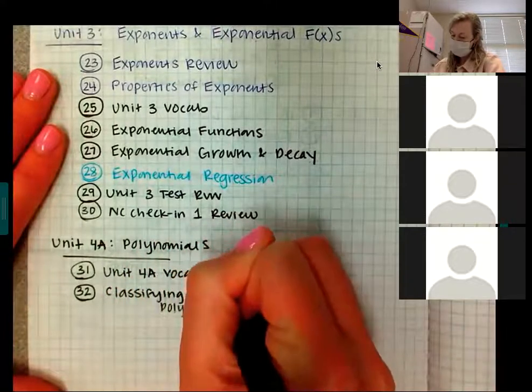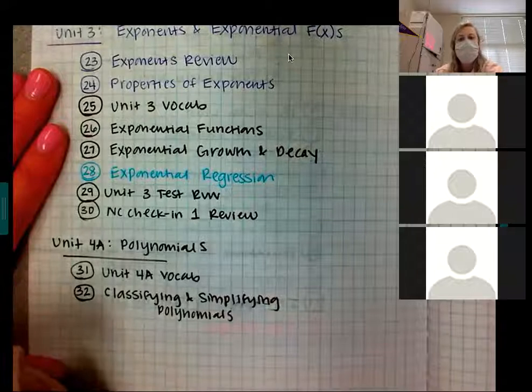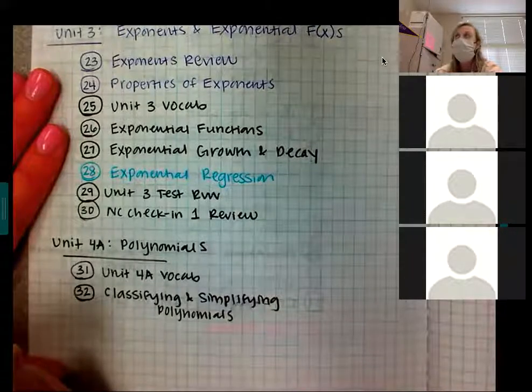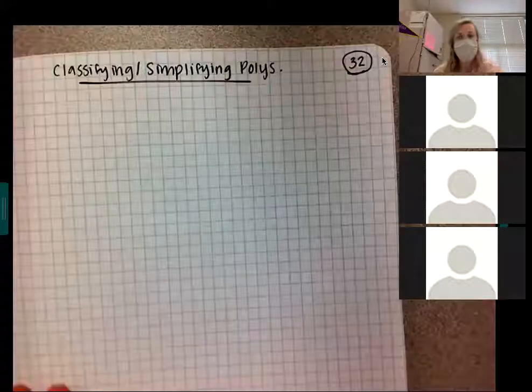Classifying and simplifying polynomials. So I know that's a lot. It's actually a lot easier than the name sounds, okay? So I'm gonna give y'all a second, let y'all copy that, and then we'll get started on 32.